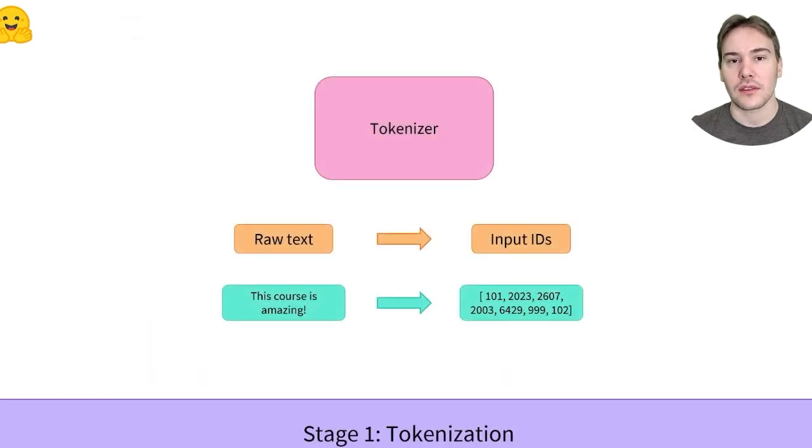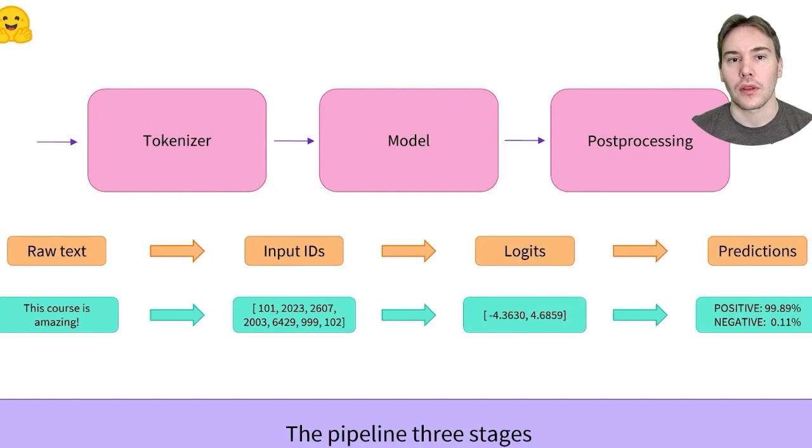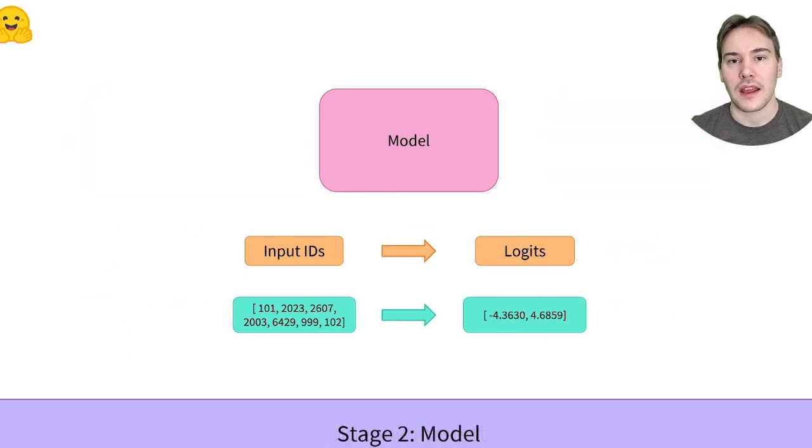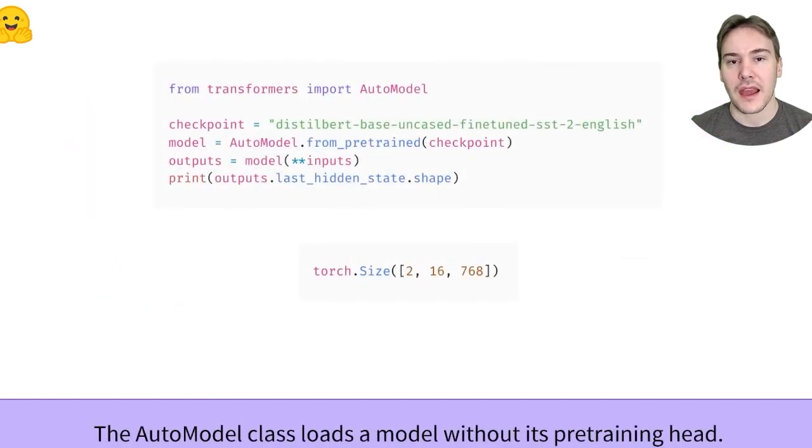Now let's have a look at the second step, the model. As for the tokenizer, there is an AutoModel API with a from_pretrained method. It will download and cache the configuration of the model, as well as the pretrained weights. However, the AutoModel API will only instantiate the body of the model, that is, the part of the model that is left once the pretraining head is removed.